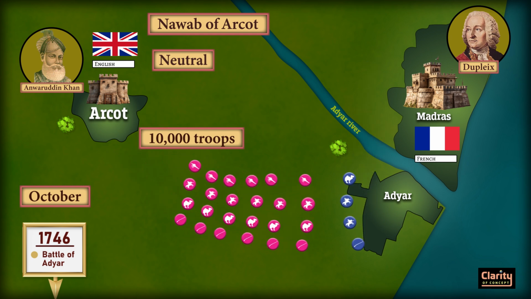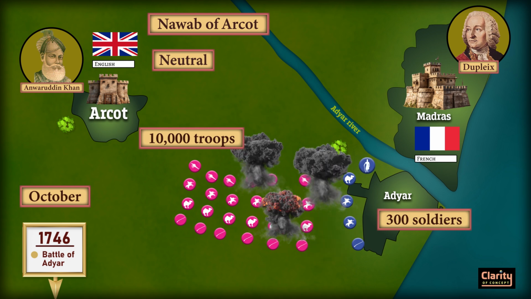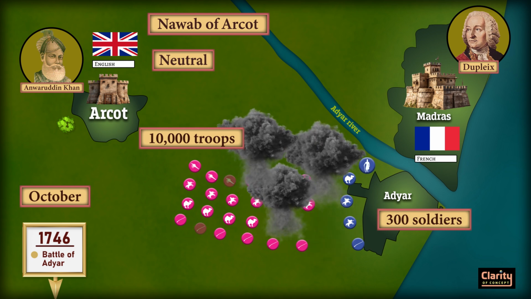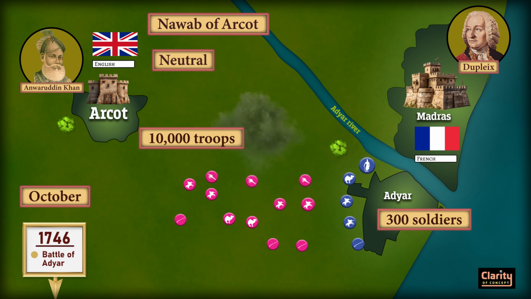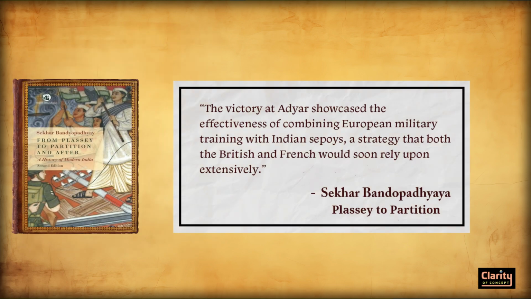Despite being heavily outnumbered, a small French force of just 300 soldiers, including Indian sepoys trained in European tactics, held their ground on the banks of the Adyar River. In the ensuing Battle of Adyar, the disciplined French troops decisively defeated the Nawab's much larger army. According to Shekhar Bandopadhyaya in Plassey to Partition, the victory at Adyar showcased the effectiveness of combining European military training with Indian sepoys, a strategy that both the British and French would soon rely upon extensively.